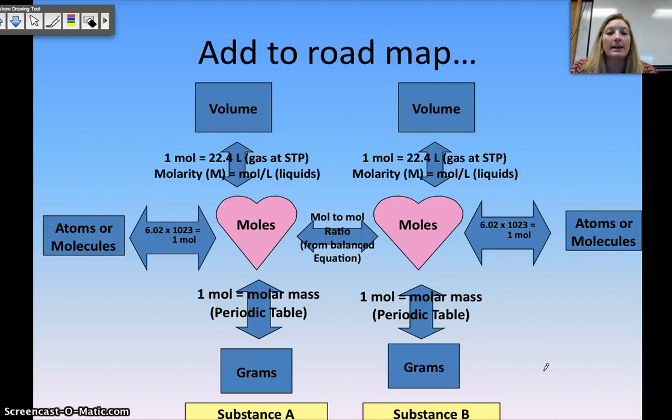We will, in class, add to our maps here, but we will be adding this pathway. To get from moles to volume, we use molarity, moles over liters. Okay, so now we'll have to distinguish what type of volume we're looking at.